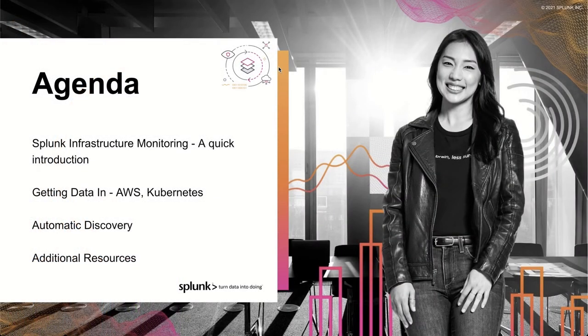So today we will do a very quick introduction to Splunk infrastructure monitoring. We'll focus almost exclusively on how to get data in, particularly from AWS and Kubernetes environments. We'll talk about automatic service discovery and out-of-the-box integrations for instant visibility. We'll share some additional resources to help you adopt the product faster. So let's dig in.